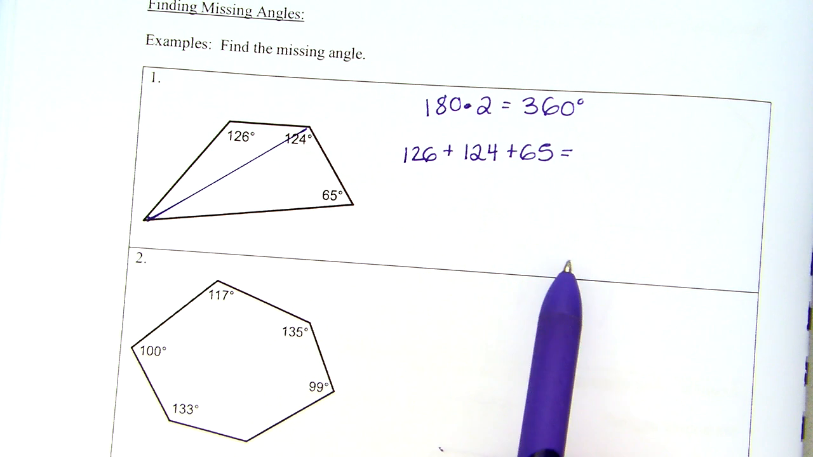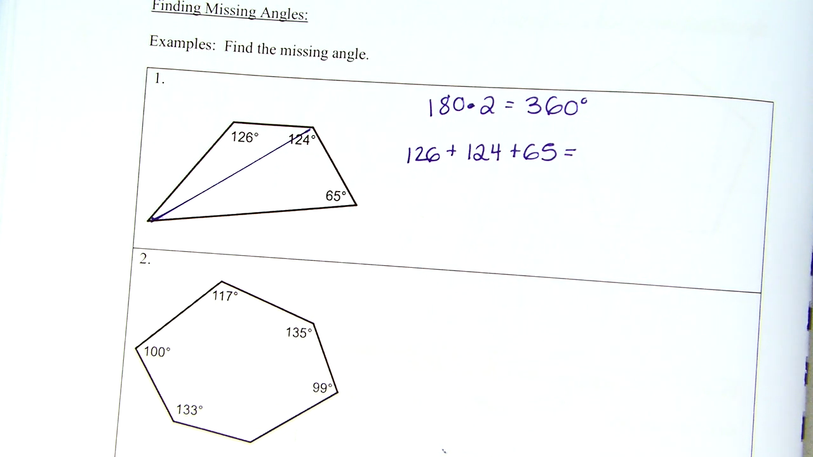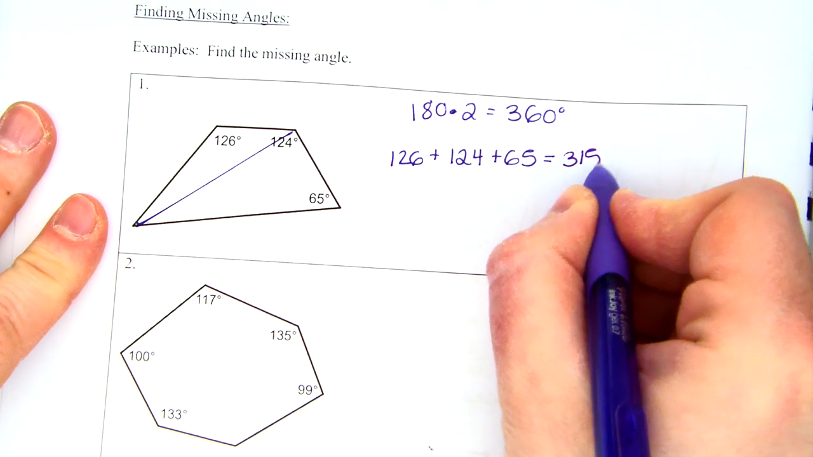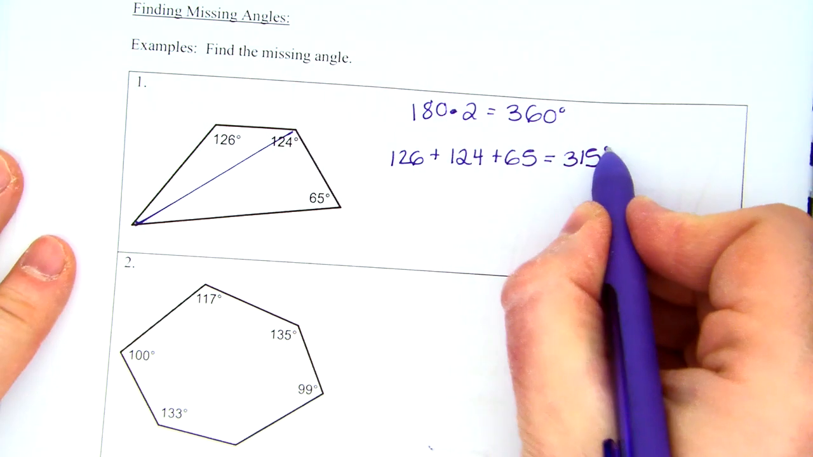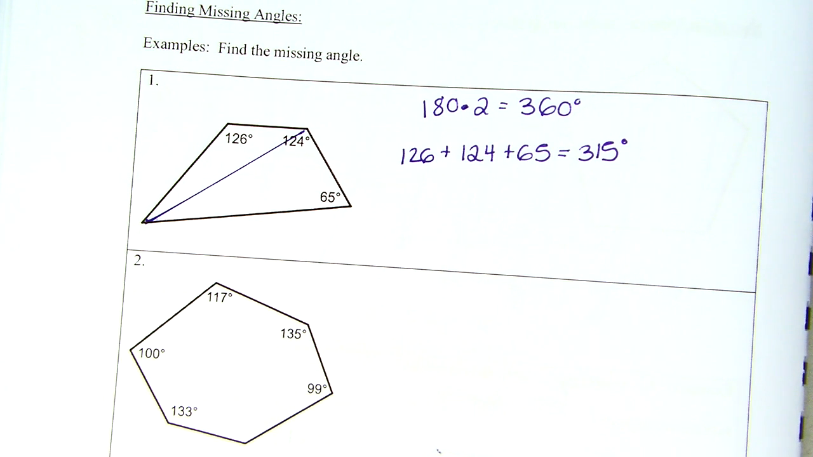Lucas, have you added those? Okay, after you do that, let me know what you get. 315, good. So the 3 angles I know add to 315 degrees, but all 4 angles add to 360. So what's my last step?